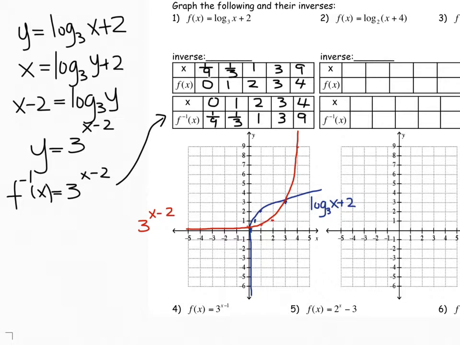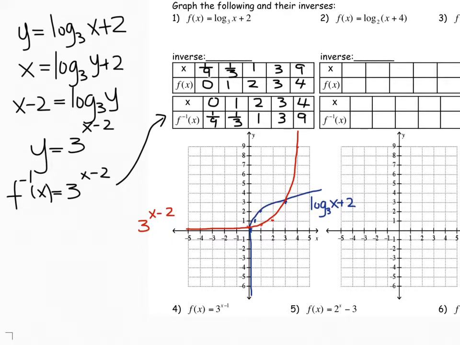y equals log base 3 of x plus 2. So the first step is switch your x and y, as you put the input to the output, output to the input. Then solve for y. I listed the steps to your left. You can follow along. When y is all by itself, y equals 3 raised to the x minus 2, then we finally arrive at the inverse function.